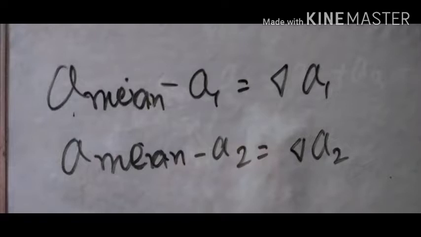Now we will find the difference. The difference between the true value and the individual measurement is known as the absolute error. That is, a mean minus a1 is equal to delta a1. This is the absolute error of a1. A mean minus a2 is equal to delta a2. This is the absolute error in measuring the observation point a2.